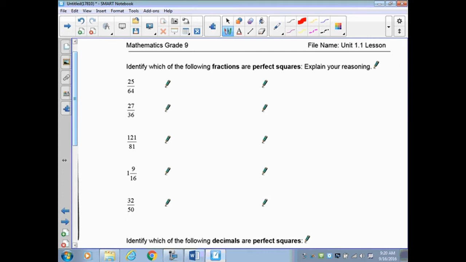All right, so 25 over 64. 25 is 5 by 5, 64 is 8 by 8. So since the square root of 25 and the square root of 64 are both perfect or whole numbers, that means that this is in fact a perfect square. And to explain it, both 25 and 64 are perfect squares.